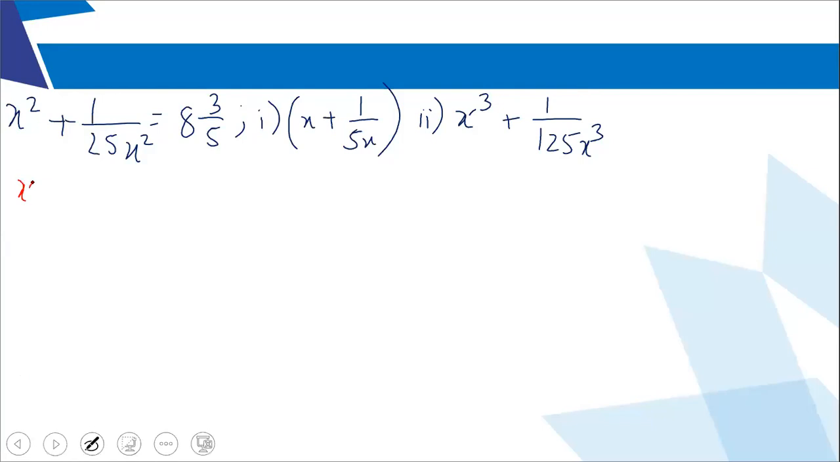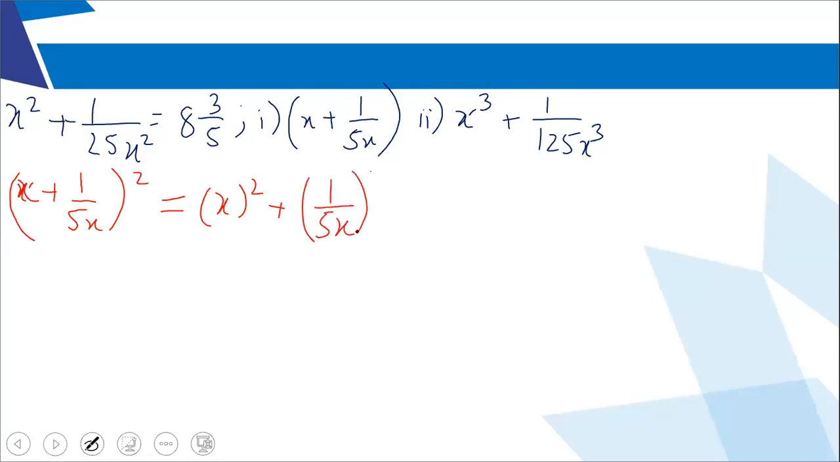So this is how I'm going to start. x plus 1 upon 5x whole square. Whatever is asked from me, I'm going to just square it. And why am I squaring it? Because while squaring, I will get the thing which is given to me. x plus 1 upon 5x whole square will be opened with a plus b whole square identity.